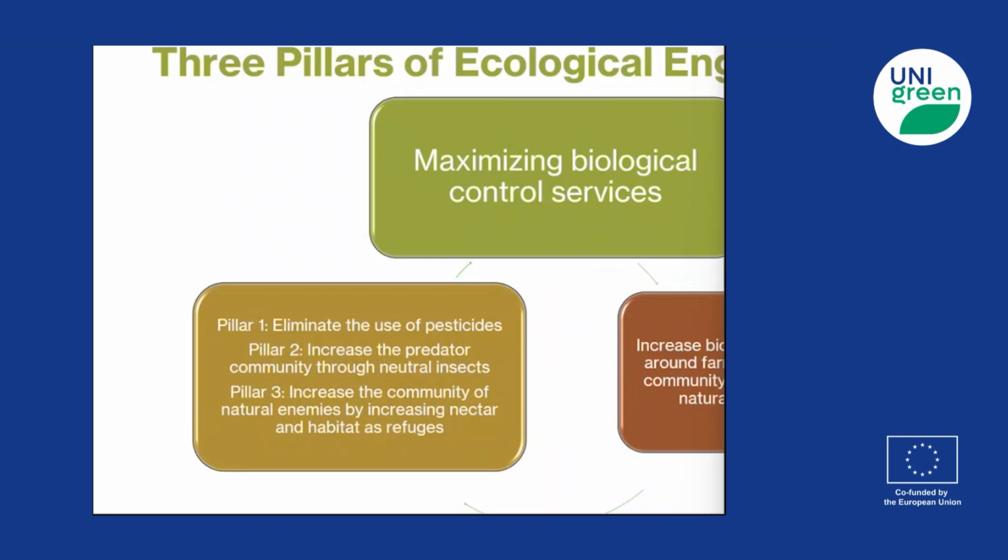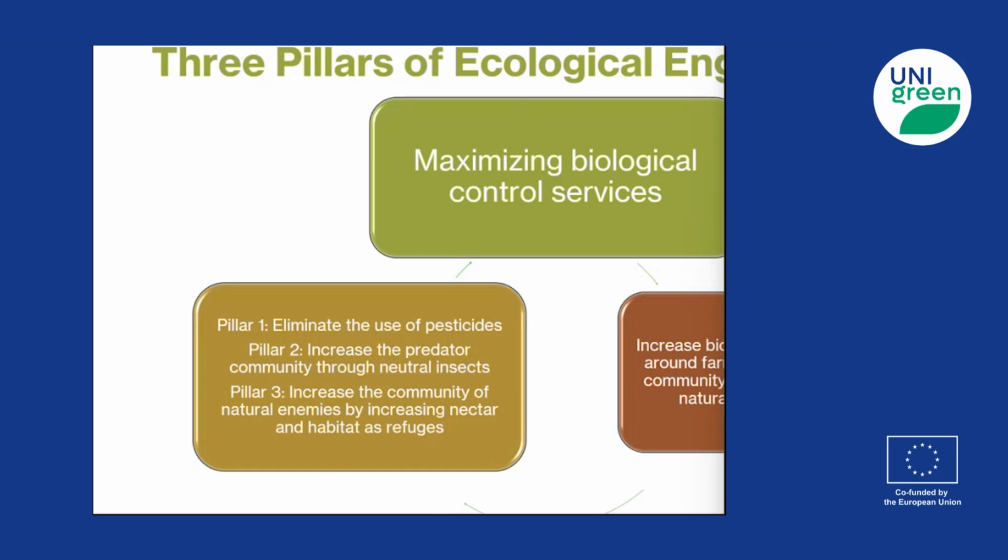So we need to maximize the biological control. The first pillar, if we want to maximize these services, is to eliminate the use of pesticides, because natural enemies are very sensitive to pesticides. Then we need to increase the predator community through natural enemy nutrition. What does that mean? Natural enemies feed on insects, right? Pests. But if the pest is not there, they need something to eat. There are certain insects that are not pests and not natural enemies. They are what we call nutrients. They are not causing damage, but serve as food for natural enemies.